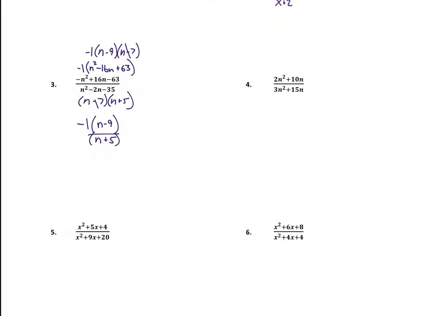Our excluded values, n cannot equal positive 7 and negative 5. For number 4, first thing we want to do is take out the common factors, so we're going to pull out a 2n on the top. If we take out 2n, that leaves us with n plus 5. If we take out 3n from the bottom, we're left with n plus 5. We can reduce. The n's cancel, so we're left with 2/3. And our excluded values that make the bottom 0, n cannot equal 0 and negative 5.